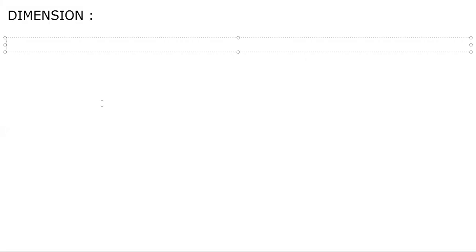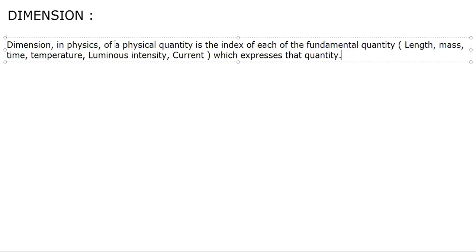The topic that we are starting today is a very important topic in this chapter, that is dimension. So first we'll walk through the definition of it. Dimension in physics of a physical quantity is the index of each of the fundamental quantity, that is length, mass, time, temperature, luminous intensity, current, which expresses that quantity.